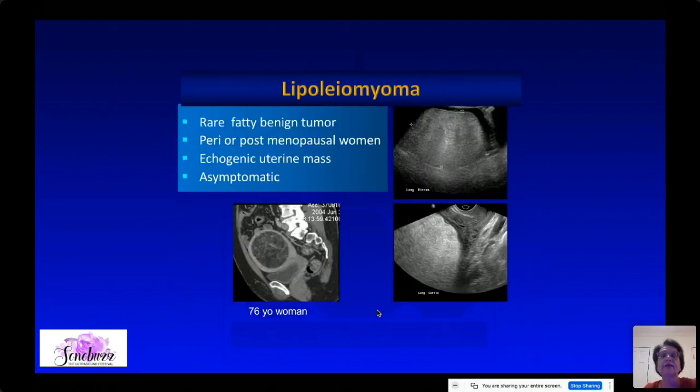And then there is this unusual lesion. It's a rare lesion, a lipoleiomyoma, which is a rare fatty benign tumor, typically affecting peri- or postmenopausal women around 45 to 55. What they look like is a very echogenic mass with some areas of shadowing within the uterus. It basically looks like a large cystic teratoma, except it's in the uterus. So this is a lipoleiomyoma on ultrasound, and the CT here, which was actually done prior to the ultrasound, confirmed that this is a predominantly fatty mass. Not a common lesion, but something. This was actually an older patient, 76 years old.